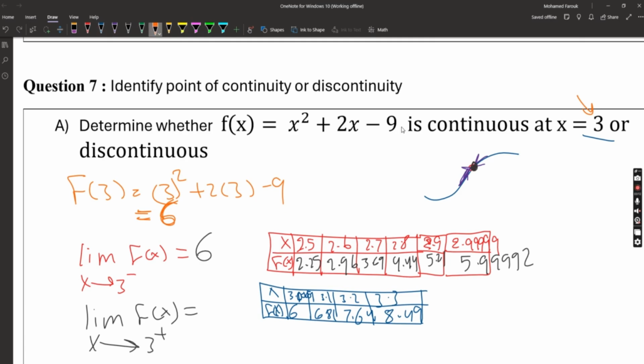If you notice this, you are going close to 6. Okay, so the limit from the right side is 6. Because the three numbers are equal, your function is continuous at x equal to 3.